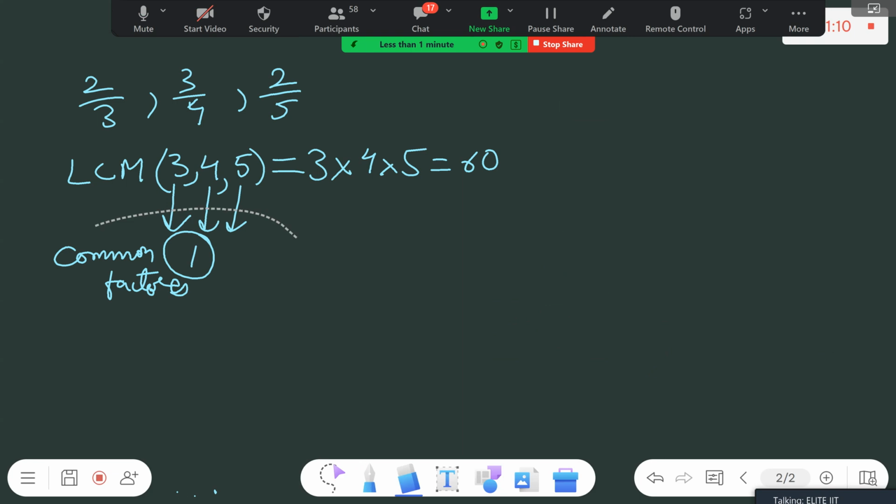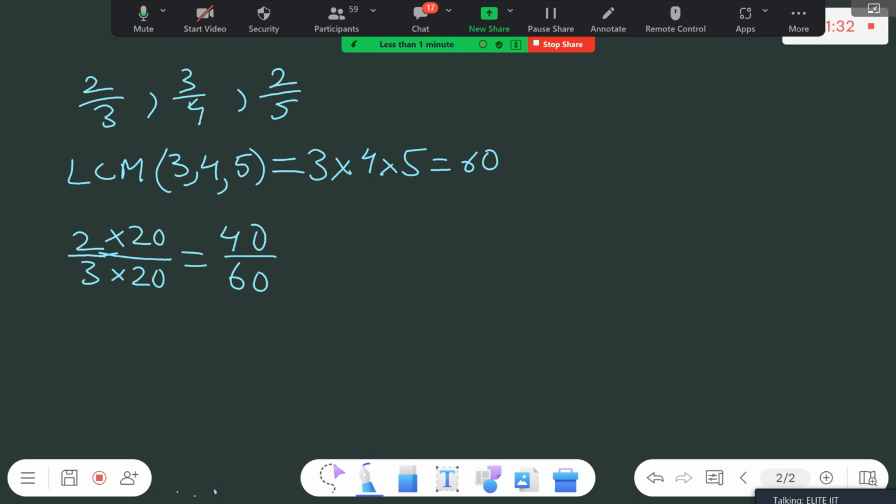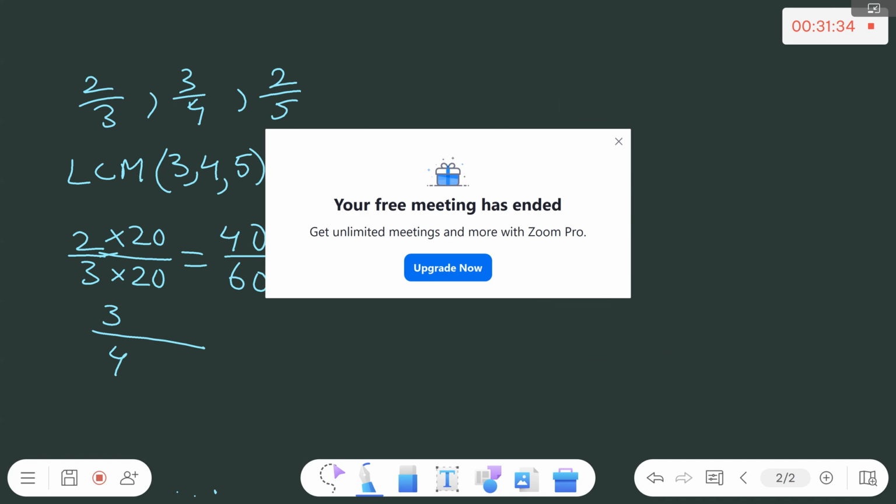Okay? And then you have to make them all like fractions, isn't it? How? 2 by 3, you have to make it 60. How to make it 60? 60 divided by 3 will be 20. So multiply by 20. Numerator also multiply by 20. So you will get 40 by 60. For 3 by 4.